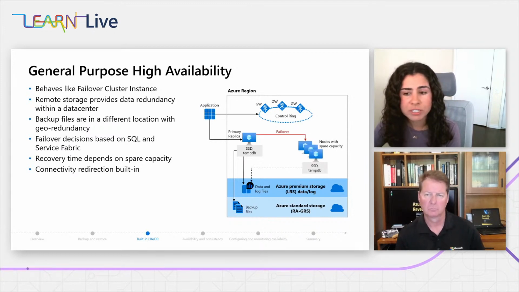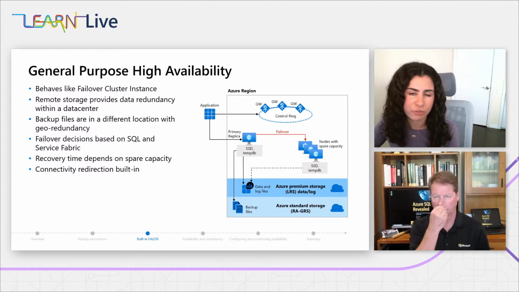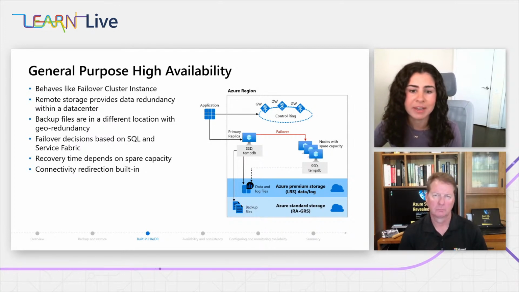Now, when a failover occurs, what happens? Well, we're going to look for a node with spare capacity. We're going to fail you over, and then we're going to redirect the pointers back to the data and log files. And then we're also going to take care of redirecting you connecting to, say, the database name back to this actual primary replica. So this takes a little bit of time just because we have to look for a node with spare capacity and then fail you over. We'll look at some other options and you'll see why they might be faster.